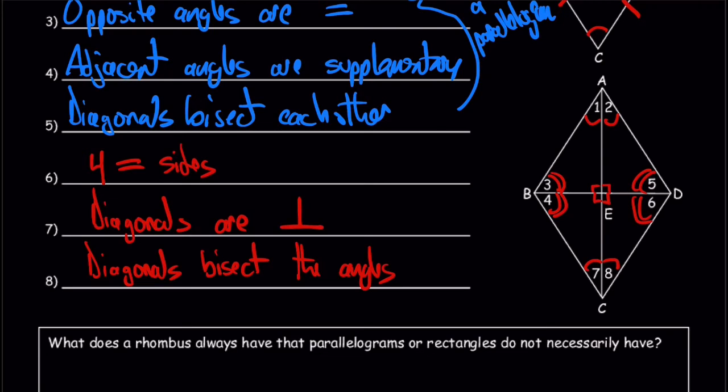So what I like about a rhombus is that it has, I would say, perfect symmetry. Look, it's got symmetry up and down. So all of those angles are equal, and the ones opposite are equal. It's got symmetry left to right.